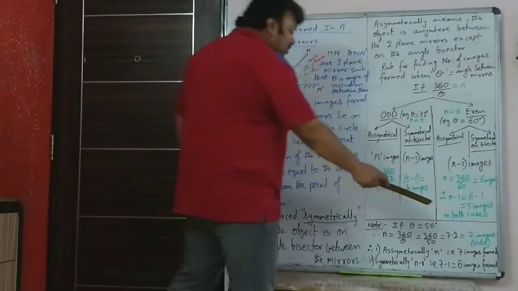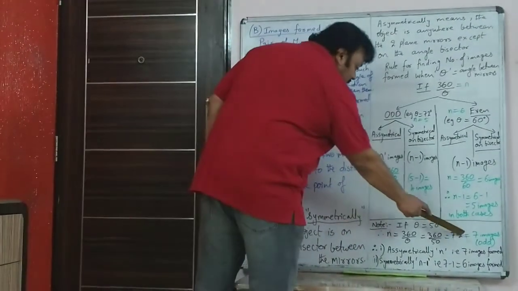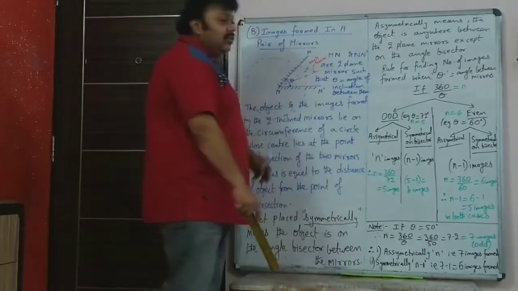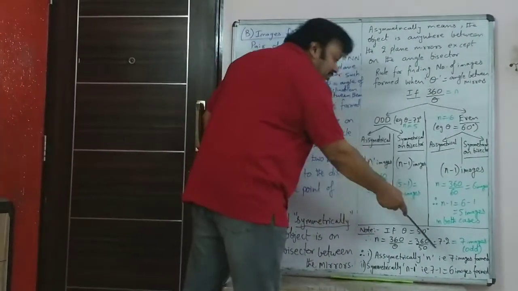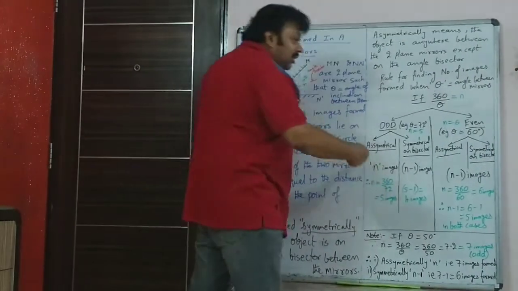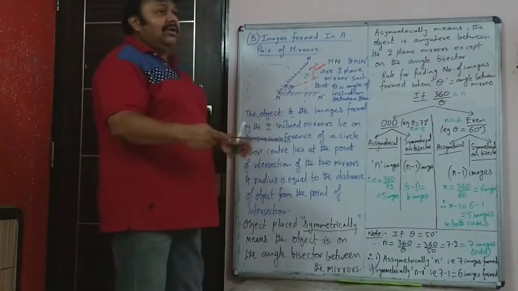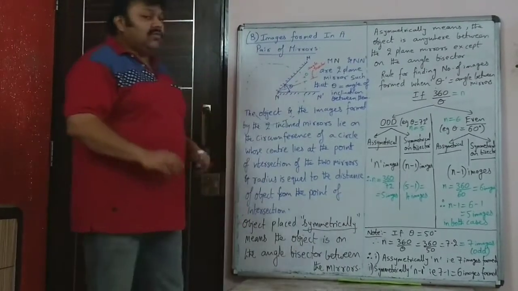The number of images cannot be in decimals. So if you get decimals, then you will not consider the decimal value. You will only take the integer value. If it was even 7.9, you will not round it off to 8, because 7.9, the integer in front of .9 is 7, so you will take 7 only. I hope this is very clear.